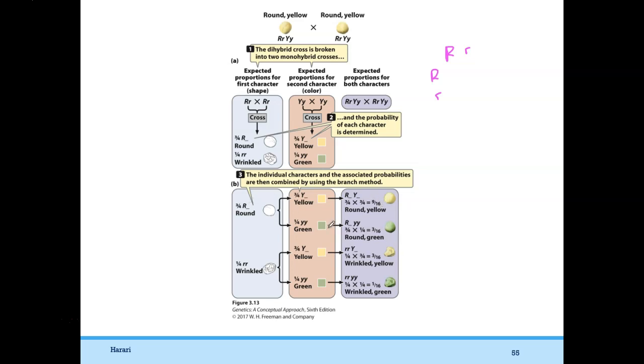How many will be round and green? Well, we know 75% will be round. 25% will be green. We knew that from here. So therefore, 3/16 will be round and green. Out of the 25% that were wrinkled, 75% will be yellow, which equals 3/16. And of those wrinkled, 1/4 of those will be green, which means 1/16. So by using 2 separate probabilities, we can put them together to come up with the dihybrid ratio of 9:3:3:1.